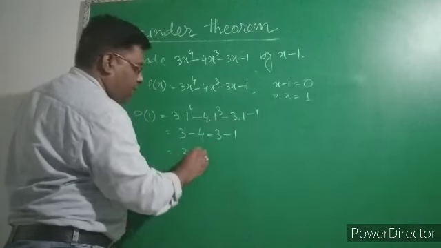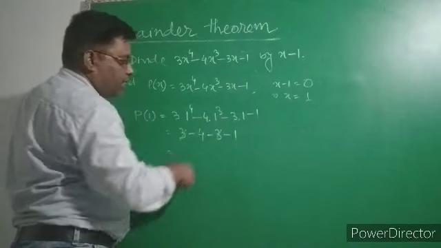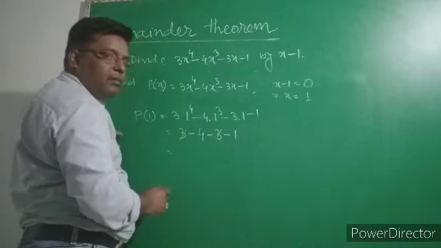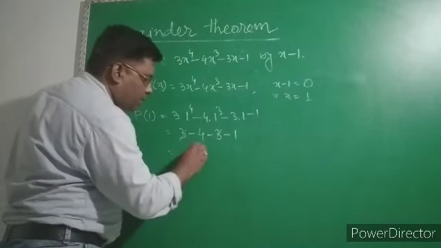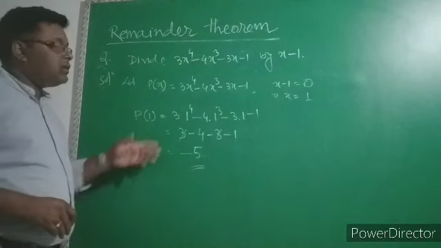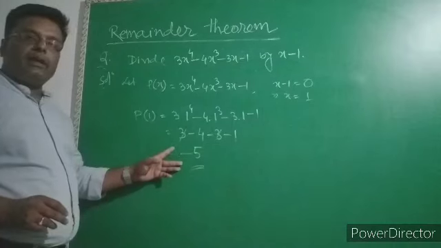So we get 3, minus 4, plus 3, and minus 3 cancel. Now it becomes minus 4 and minus 1. Minus 4 minus 1 becomes minus 5. So which is the required remainder? Without this long division method, we can find the remainder directly.